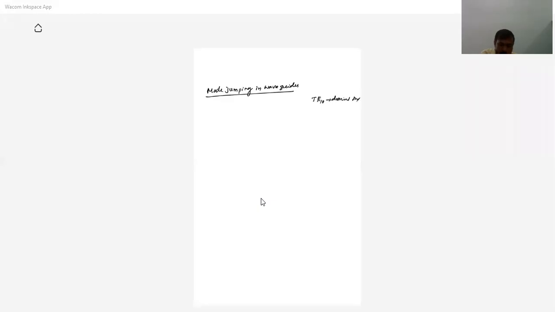For example, for TE10, suppose 1 gigahertz is the cutoff frequency, and the operating frequency f0 is just more than that, maybe 1.01 gigahertz. Sometimes, due to the structure of the waveguide, this cutoff frequency may vary. Suppose this cutoff frequency changes to 1.011 gigahertz.